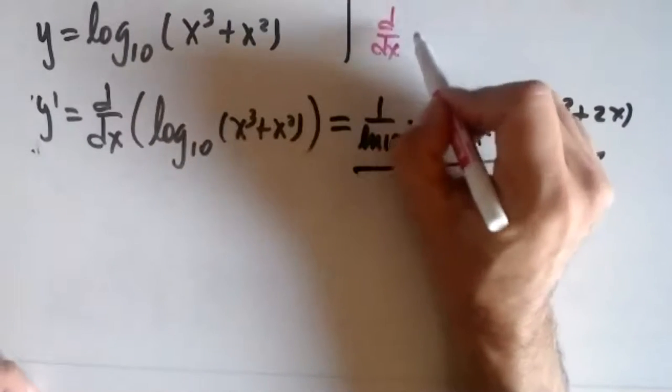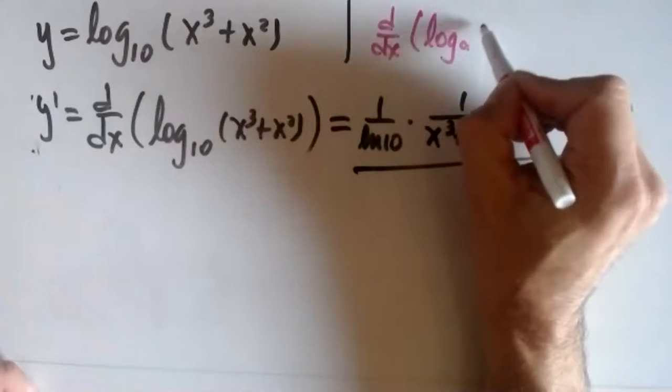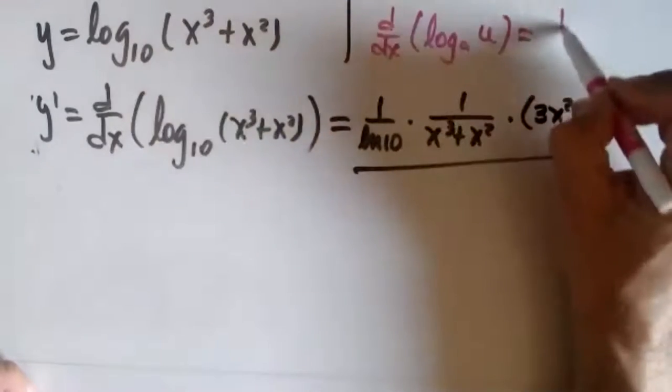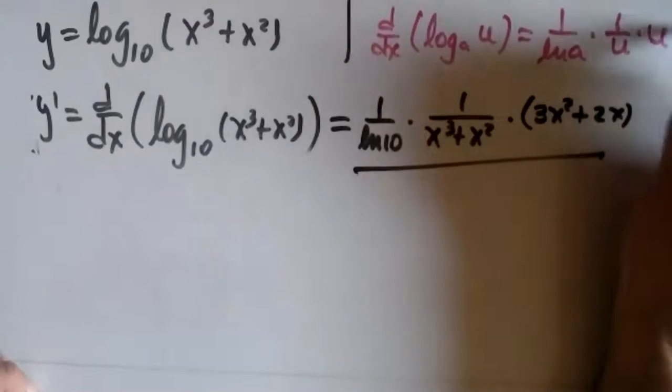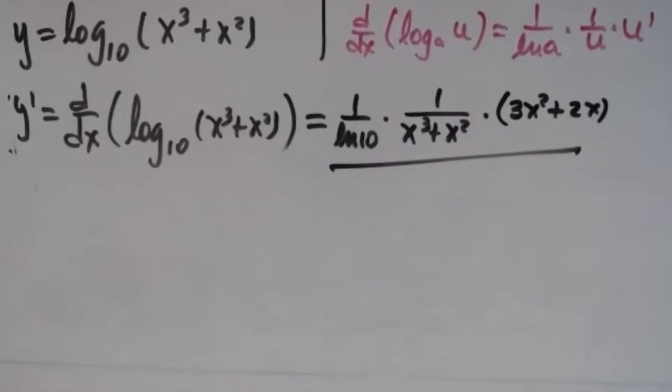The derivative with respect to x of log base a of u is 1 over ln a times 1 over u times u prime. So that's the formula we're using, correct? That's the formula we're using, I'm just repeating my formula. Remember, the fluency in this class with the calculus relies on your knowledge of the formulas. If you know the formulas, you go softly. If you don't, you're going to be struggling a little bit with this class, okay?